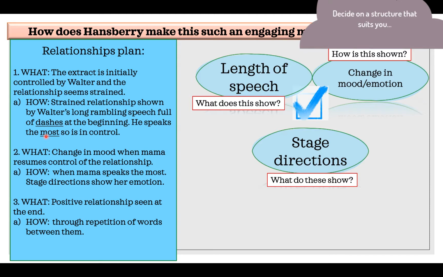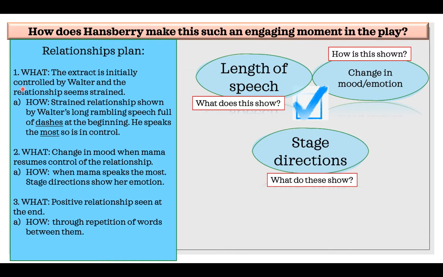So my first what? I've got my keyword here, the relationship, because this is what I'm going to say ultimately in my introduction. And my personal response is that it's controlled by him. That's my interpretation, but also that I think it seems strained. And this is what the examiners mean by a personal response for AO4. What do you see? What do you think?